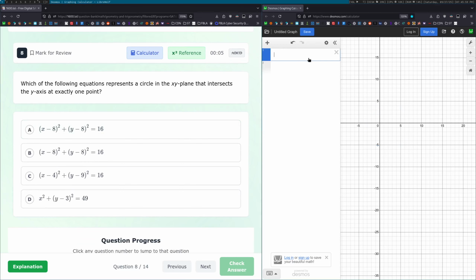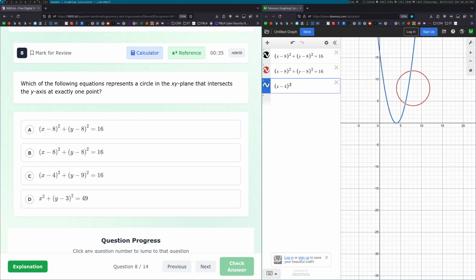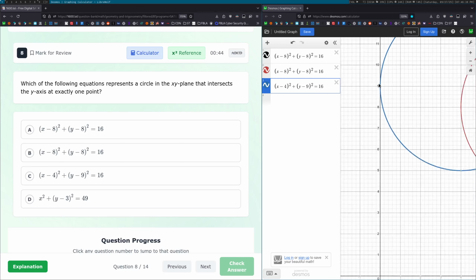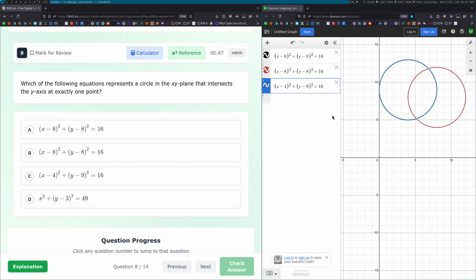You guys know the drill for this one. If you can't picture this, you can just graph them all. Yeah, okay, that's definitely not it. X minus 8 plus minus 8 squared equal to 16. Okay, those are just the same answer choice. I think someone made a mistake, but let's keep going. Oh, would you look at that? We got exactly one axis cross, so we're done.